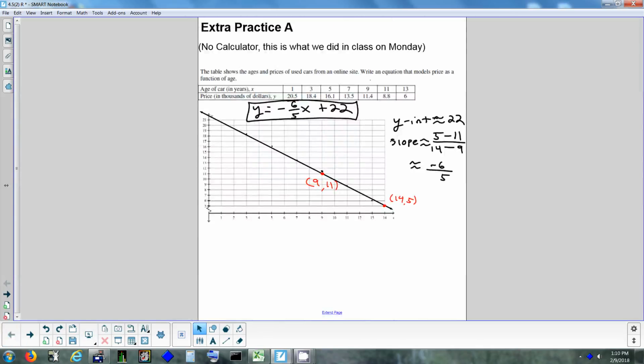Do I have any ages of cars in that table that were 2 years old? No. I had a car that was a year old. I had a car that was 3 years old. But what I could do is use my line to make a prediction. If I had a car that was 2 years old, what would the price be? So it might be a little more than $19,000. That's not a point in the table, but what I just did is I made a prediction using that line.